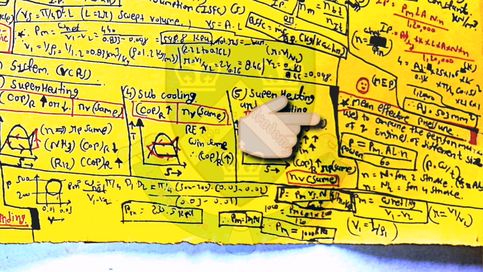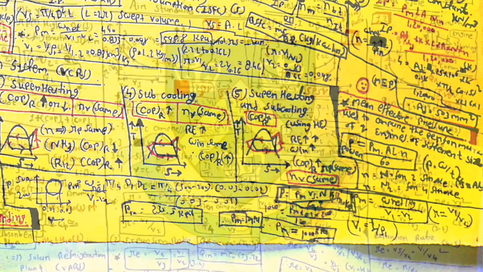And power is also equal to W by T. So here one example is also there for that. Then P is equal to Pm into Vs into n upon 60 into 2. That is for 2-stroke engine. And Pm is equal to W net per kg upon V1 minus V2, where R equal to V1 by V2.